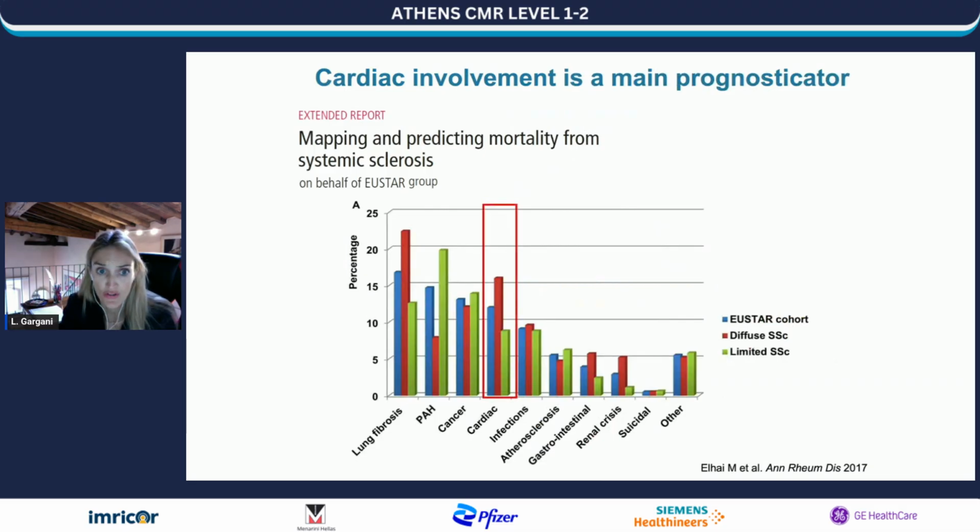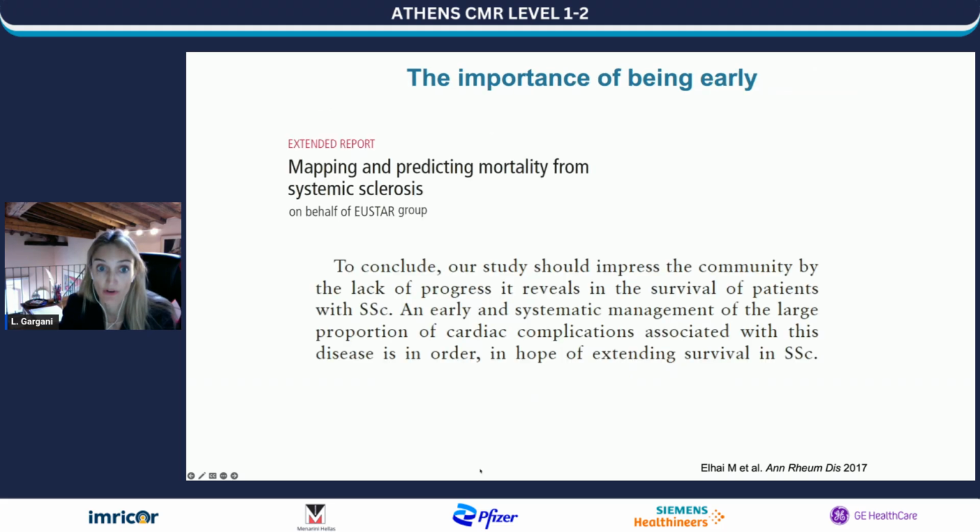And we know also that cardiac involvement is relevant in these patients. It is a main prognosticator, even in the most recent analysis of mortality. For example, in patients with systemic sclerosis, which probably are the patients among the autoimmune rheumatic diseases who have more cardiac involvement, you can see that the cardiac reasons for dying are the second after lung fibrosis. So this is something we really need to address because our patients die because of this involvement.